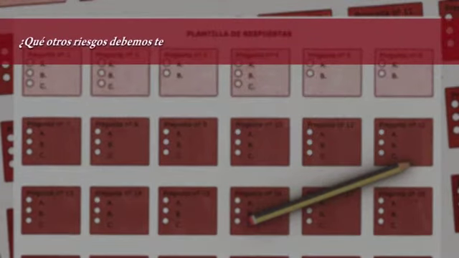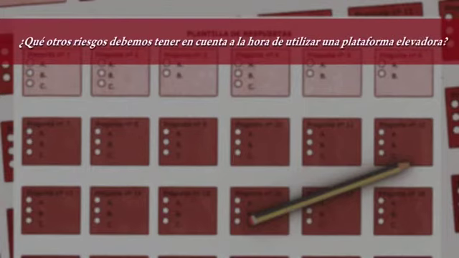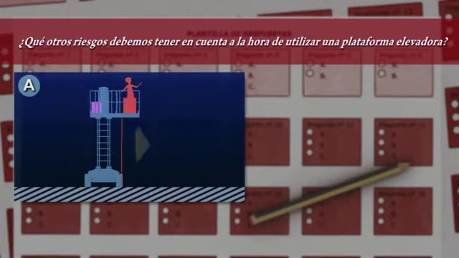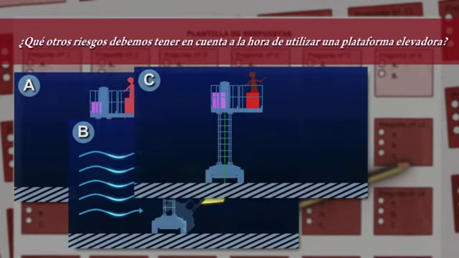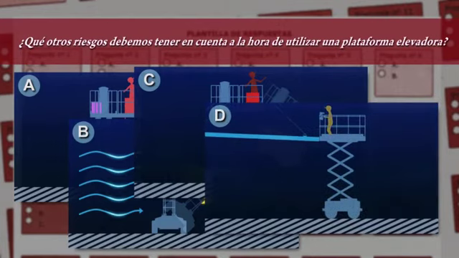What other risks must we take into account when it comes to using an access platform? The unequal distribution of the weight on the platform, the use of the machine under strong wind conditions, the falling of objects from the machine and possible collisions with walls and other structures.